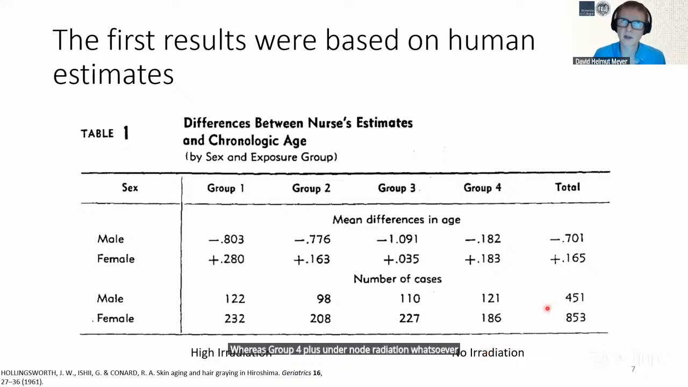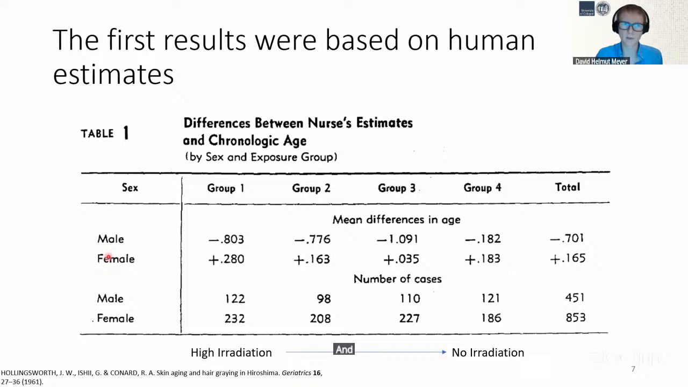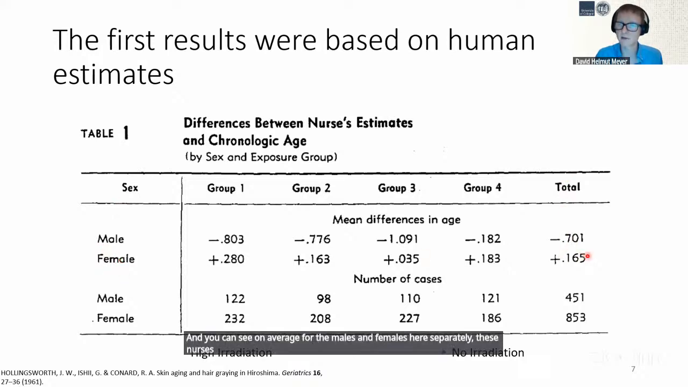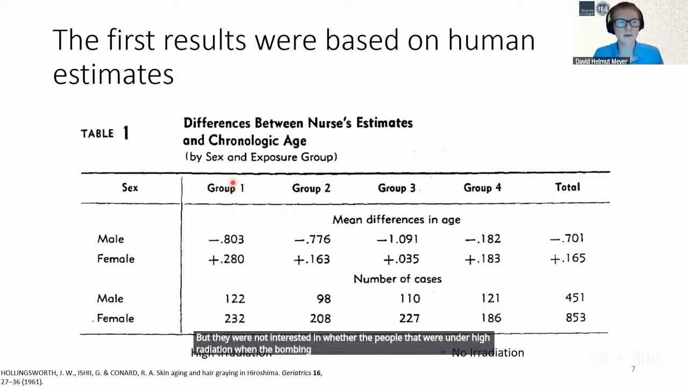Because at that point there was no aging clock available, they asked nurses to estimate the chronological age. You can see on average for the males and females separately, these nurses are highly accurately able to predict the age. It's less than 1 year difference. I couldn't do that. But they were interested in whether the people that were under high irradiation when the bombing happened might look older than people that were under no radiation. But you can see there's no clear pattern.